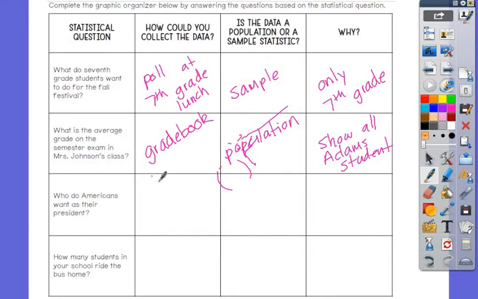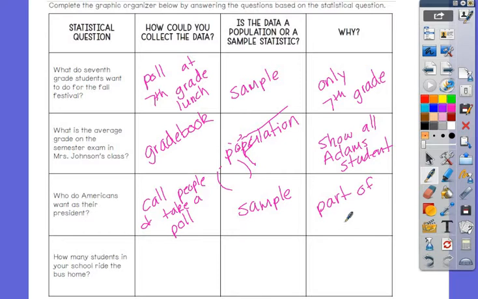Who do Americans want for president? We could call people and take a poll. Someone else said put something on social media to vote. Could you get data from that? Yeah, you could. Okay, well, if I called people and took a poll, is that going to be population or sample statistics? Sample, because I don't think you have the ability to call everyone. It's part of America, Americans.